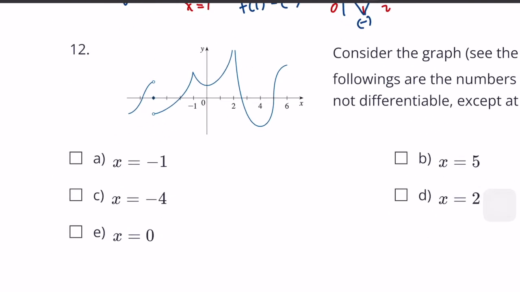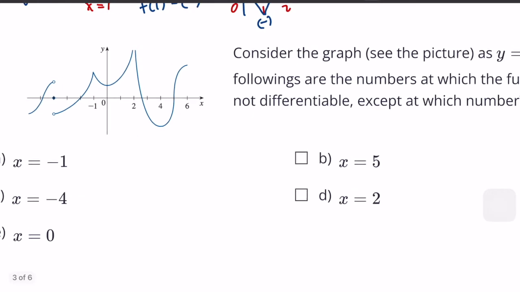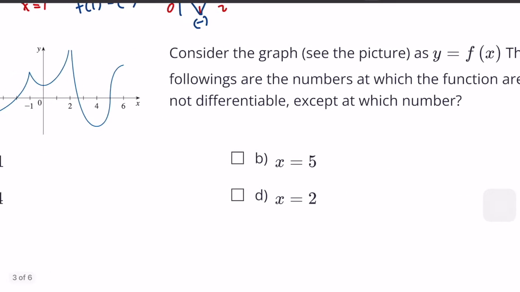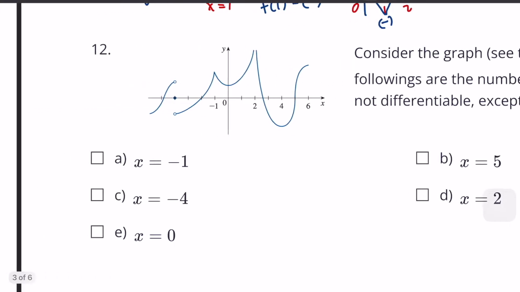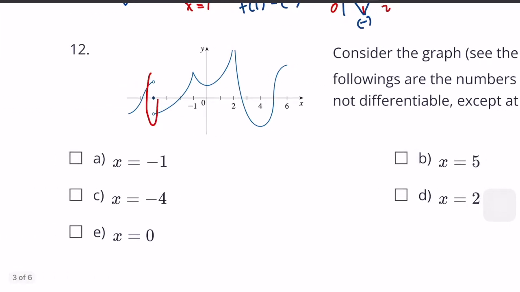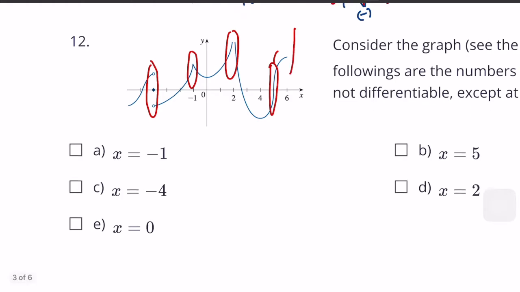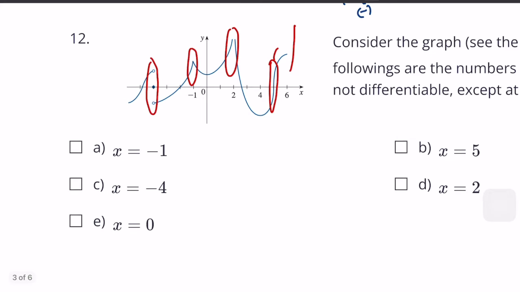Okay, number 12, consider the graph, and we need to find which are not differentiable except which part. Okay, so let's see. So this is not differentiable, this is not differentiable, this is not differentiable, and this is also not differentiable because this is a vertical tangent. So the one that is the answer, the exception, will be number E here, x equals 0.